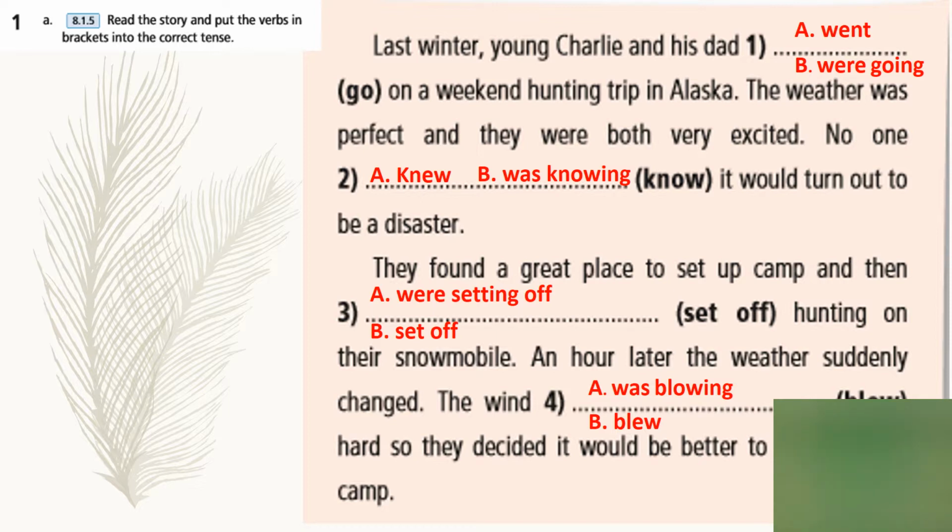So Charlie and his dad went on a weekend hunting trip in Alaska. It means last winter, so in that case I'm going to choose went. Good. The weather was perfect and they were both very excited. No one knew it would turn out to be a disaster. Of course, if we chose the past from the beginning, we need to continue with the past, so knew.